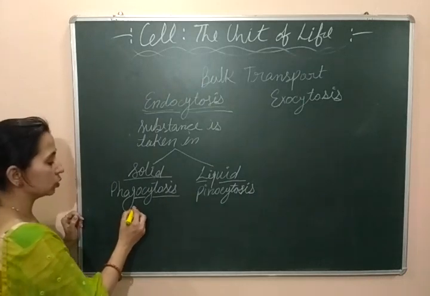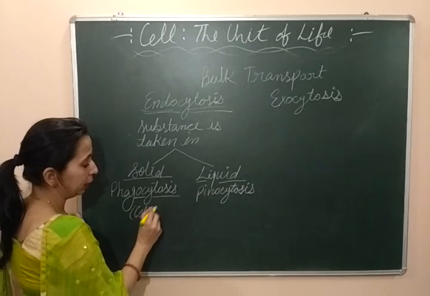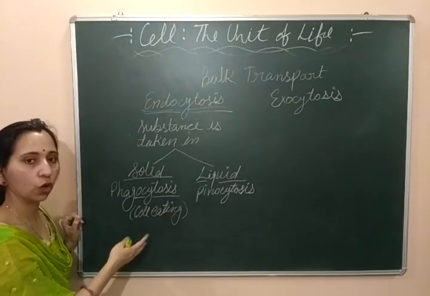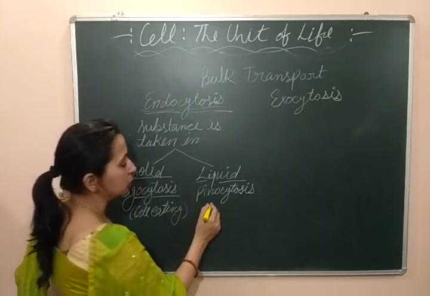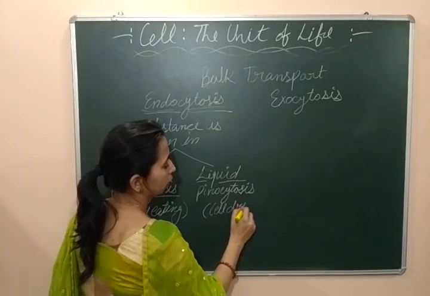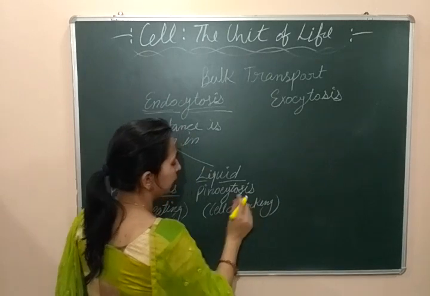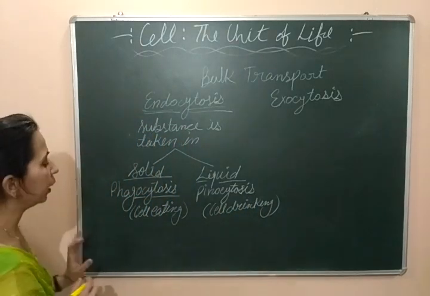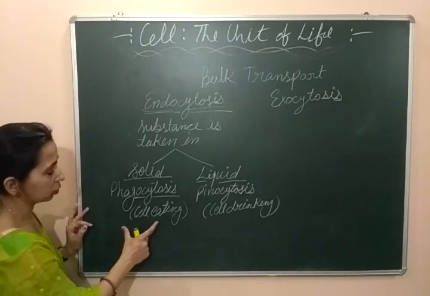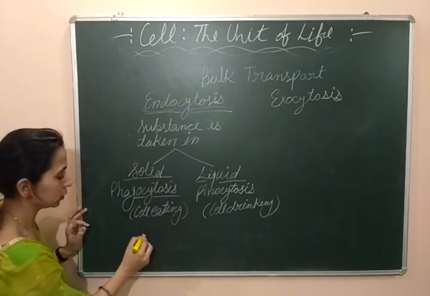This phagocytosis is also known as cell eating. We can call it cell eating, means the cell is eating something. Solid substances are taken inside, so we can call it cell eating. And this pinocytosis can be known as cell drinking, because liquid substances need to be taken in, so we call it cell drinking. Here let's see how this process happens. कैसे process होगी for this kind of endocytosis, for taking any substance inside, how the cell does this process.